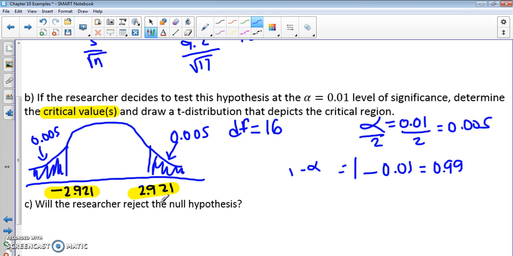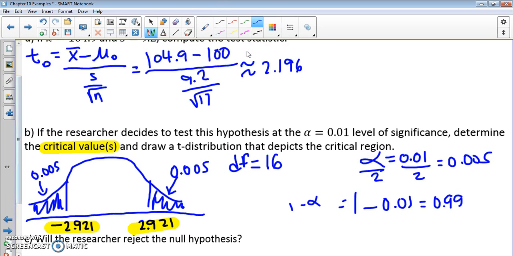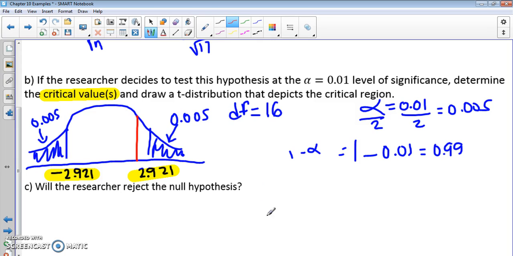So now we want to know if the researcher will reject the null hypothesis. So I'm going to compare here. Where does this test statistic fall in this region? So 2.196 is going to fall somewhere right here. So the test statistic doesn't fall in our critical region.